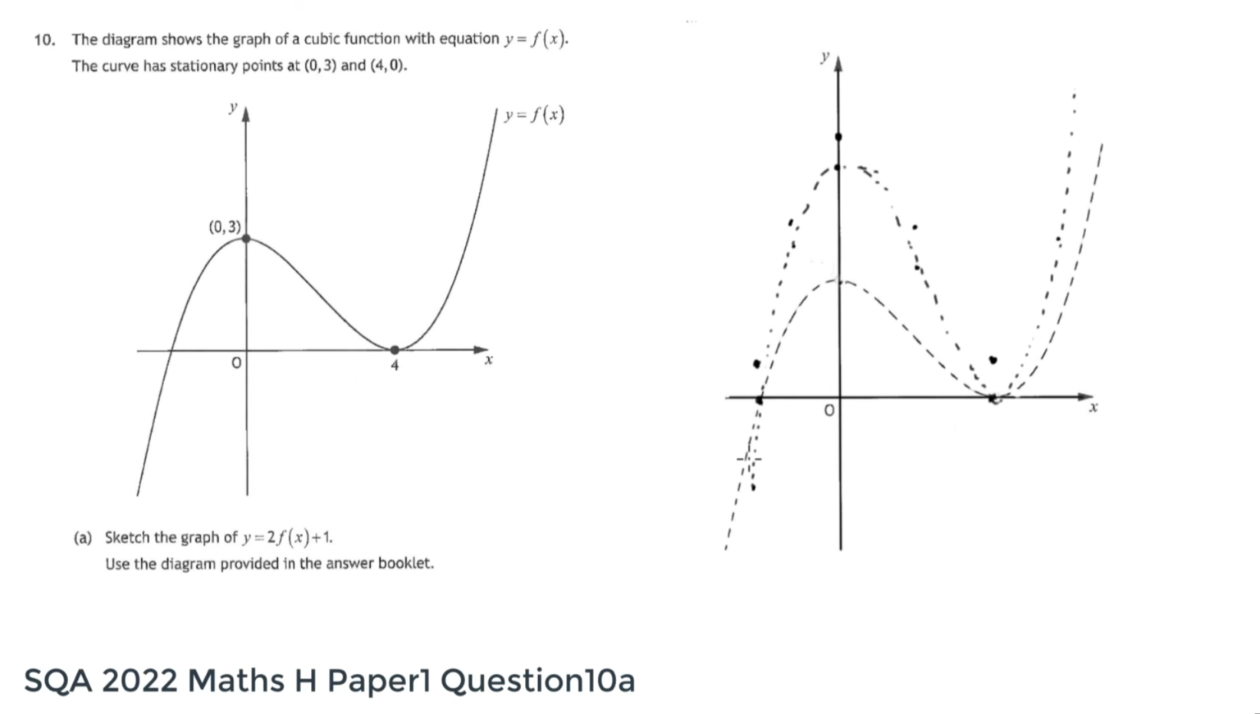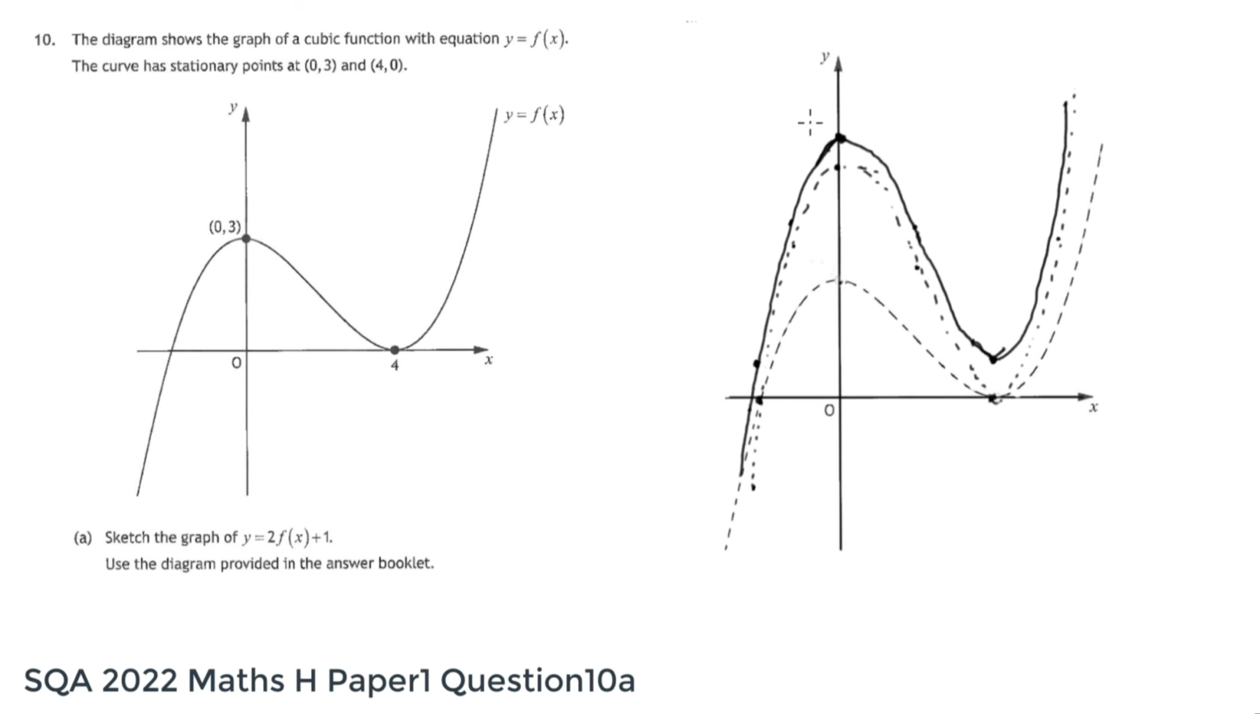And in particular, this one here will go up 1 unit. So let's draw that in as best I can. So long as we're above that doubled graph, there we go. So that's the best I can do with the facilities I've got.